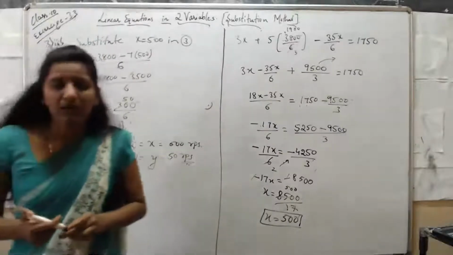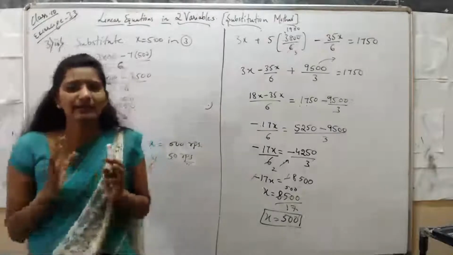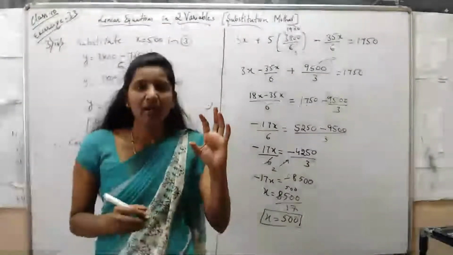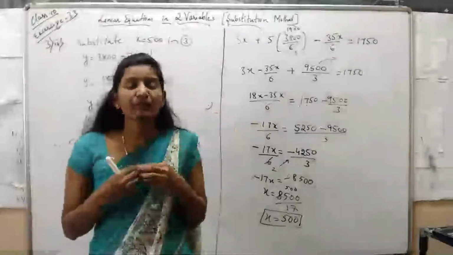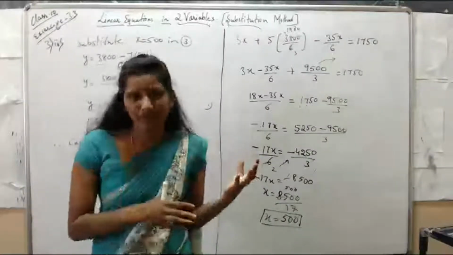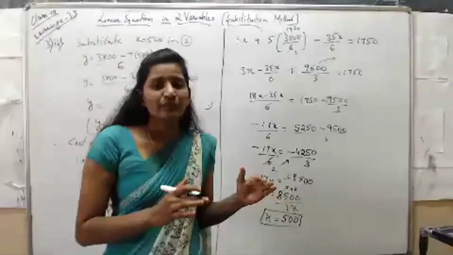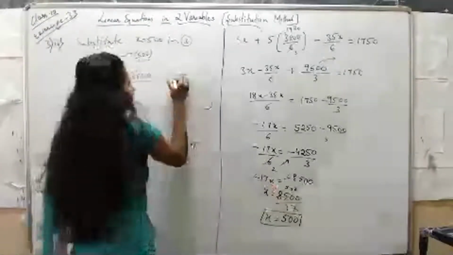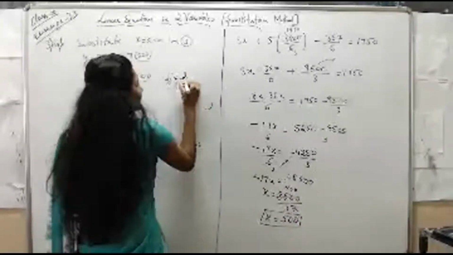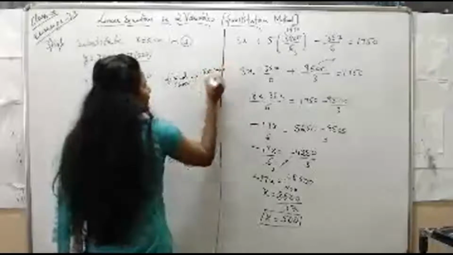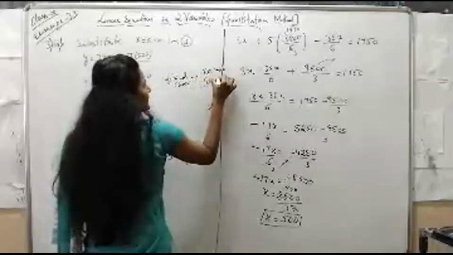See here, a taxi is there, a taxi driver. He charges an initial fixed price, for example 50 rupees. Okay, that is taken as the fixed charge, plus a variable charge, that is the charge per kilometer.